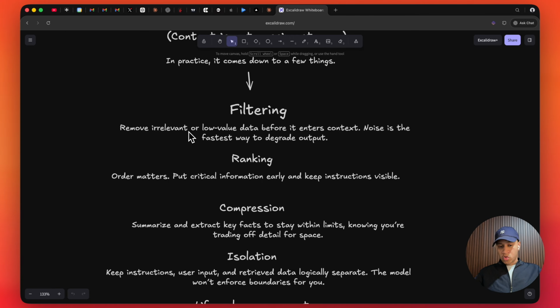When you want to include any information that's relevant to your agent, you need to find the best quality data that will be used by your agent, and not just be passive about what you include ahead of time in the context, because that's the fastest way to degrade the quality of the output.